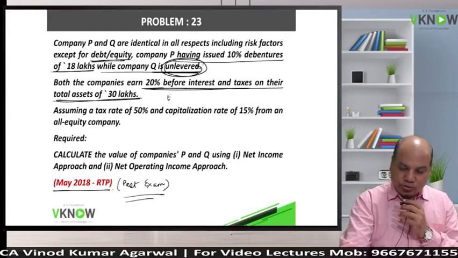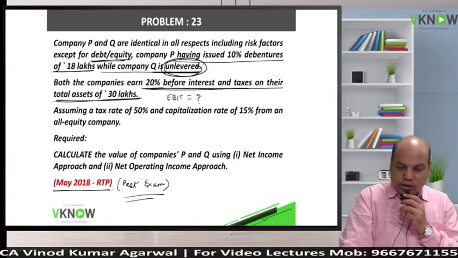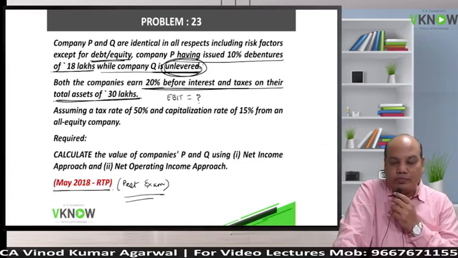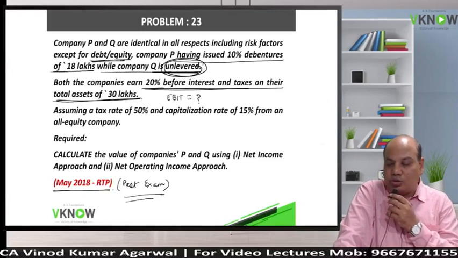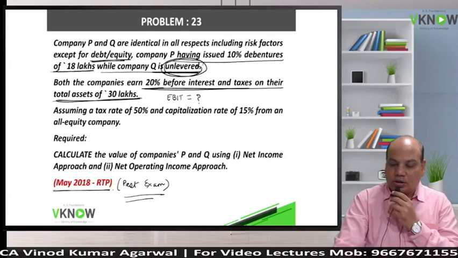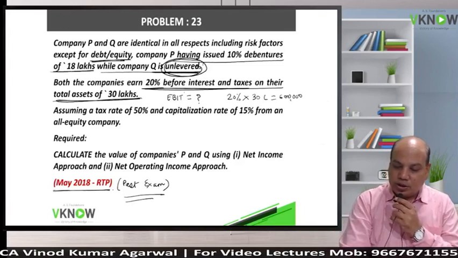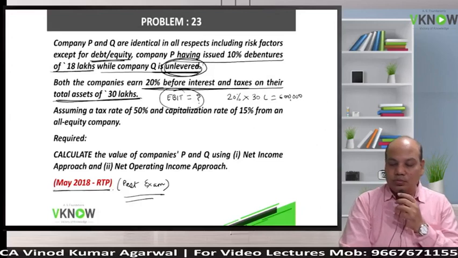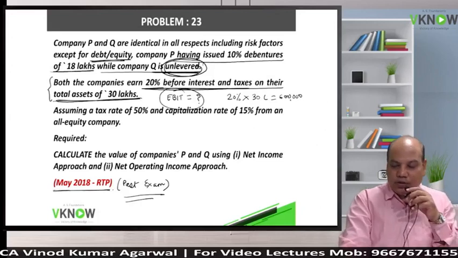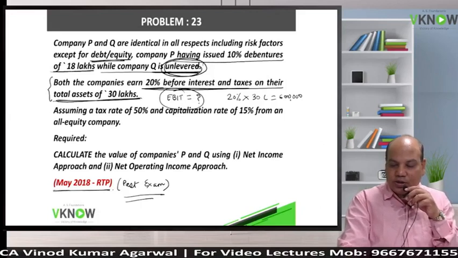So my question to the intelligent student is, what is the EBIT of these two companies? Both companies earn 20% before interest and tax, meaning EBIT, on their total asset of rupees 30 lakh. 20% into 30 lakh is 6 lakh. So this time EBIT is not directly given to you, but you will have to do some calculation. So EBIT is 6 lakh.